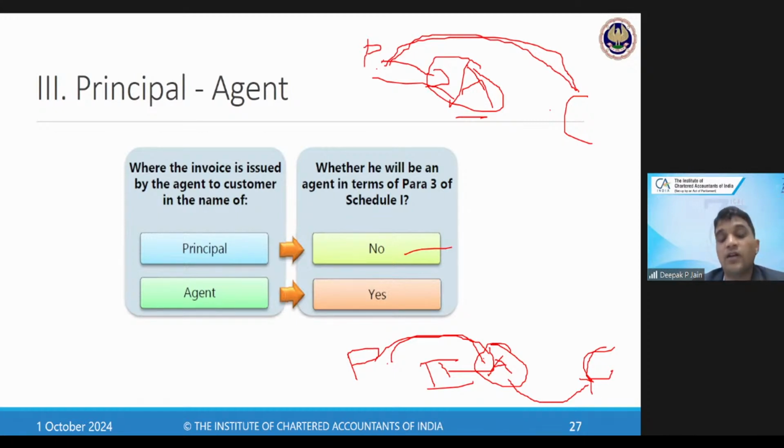Amazon and Flipkart are not examples of agent and principal. Amazon and Flipkart are e-commerce companies, so for them the tax treatment is completely separate. We will not mix them here. These are all live cases where big agents are involved. In those cases, this will get applied.